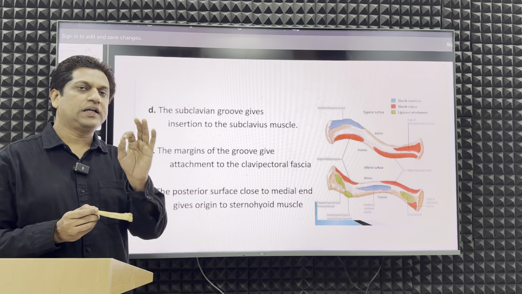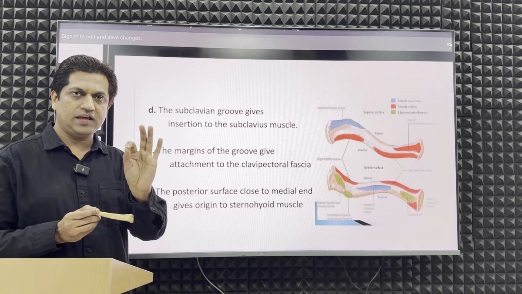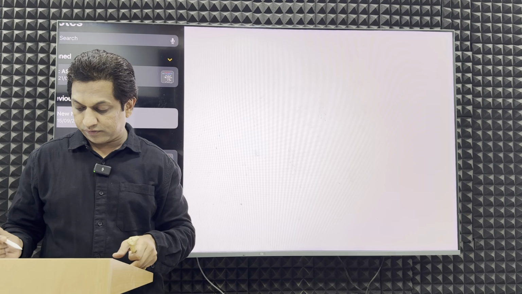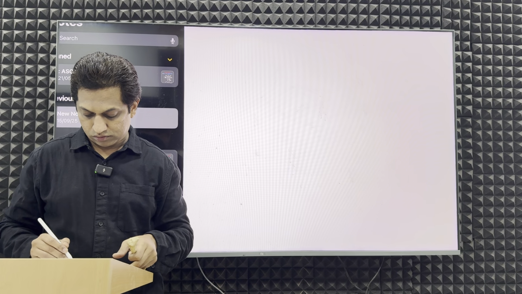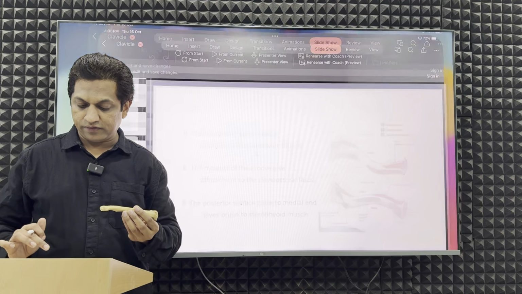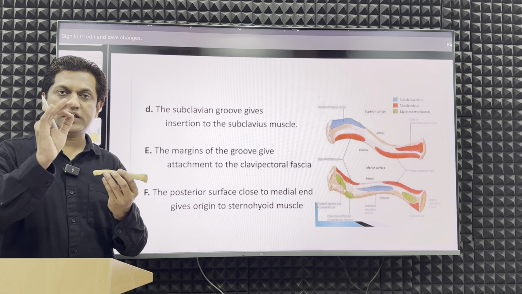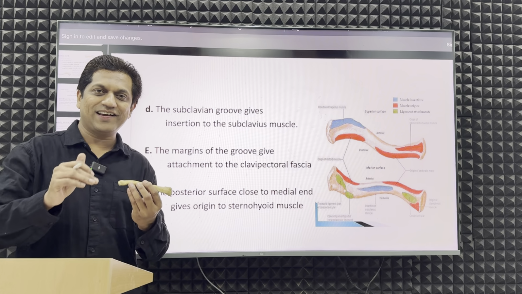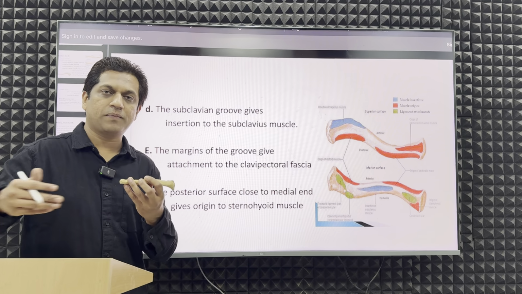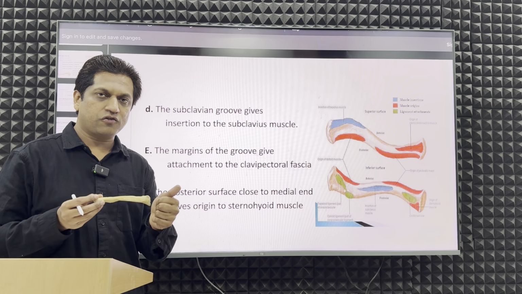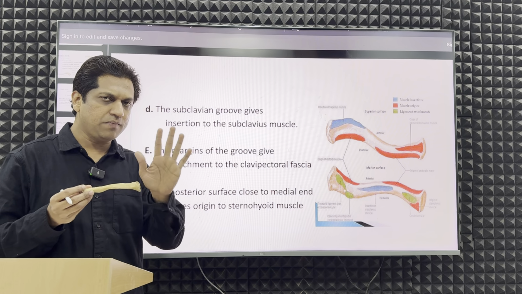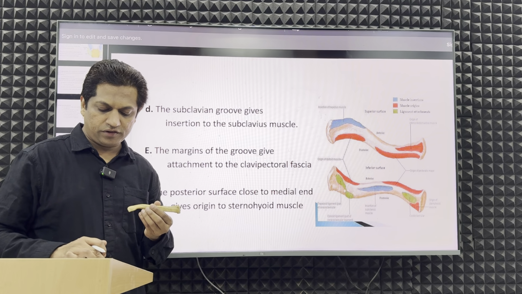Just remember TS DSP. Let me write it down for you. T stands for Telangana State, but that is not Telangana State, it is just a mnemonic, TS DSP. T stands for trapezius muscle, S stands for subclavius muscle, D stands for deltoid muscle, S stands for sternocleidomastoid muscle, and P stands for pectoralis major muscle. So, these are the 5 important attachments you need to remember for this particular bone.